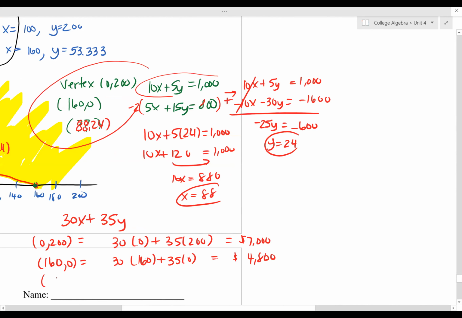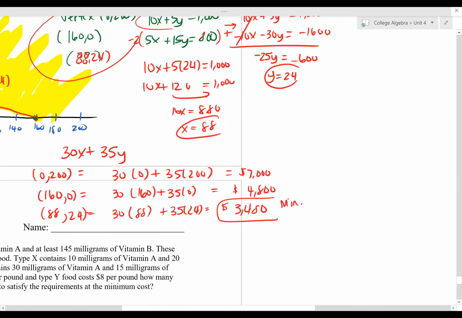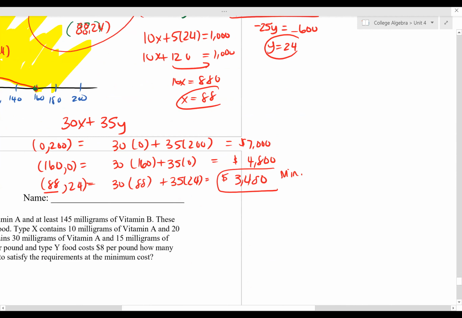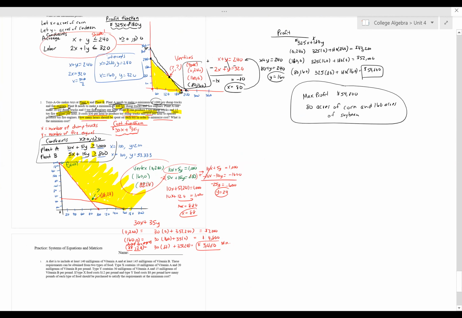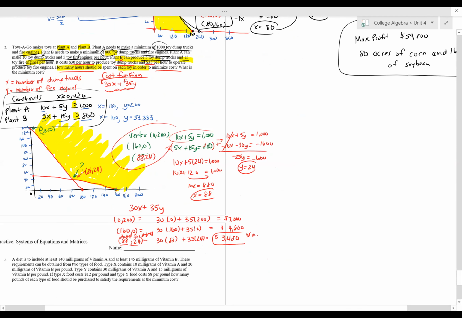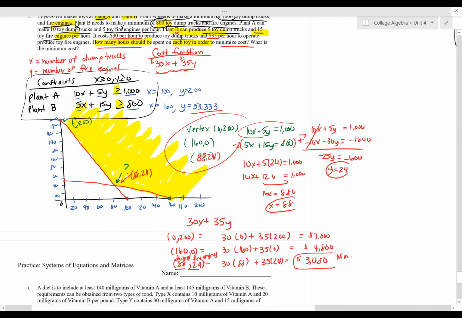And then the point of intersection we got was 88, 24, and so 30 times 88 plus 35 times 24 is 3,480. And so our minimum cost is 3,480, and that's generated if we make 88 dump trucks and 24 fire engines. Okay, so I'll zoom back out on that. The point of intersection that I had, that intercept, was wrong in my solution, so I'll have to correct that, but it didn't affect the final answer, so that's why I didn't catch it earlier.